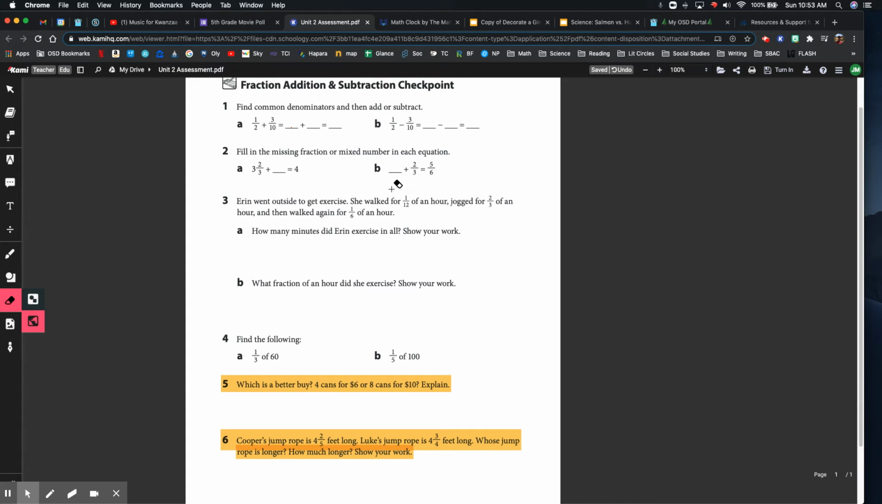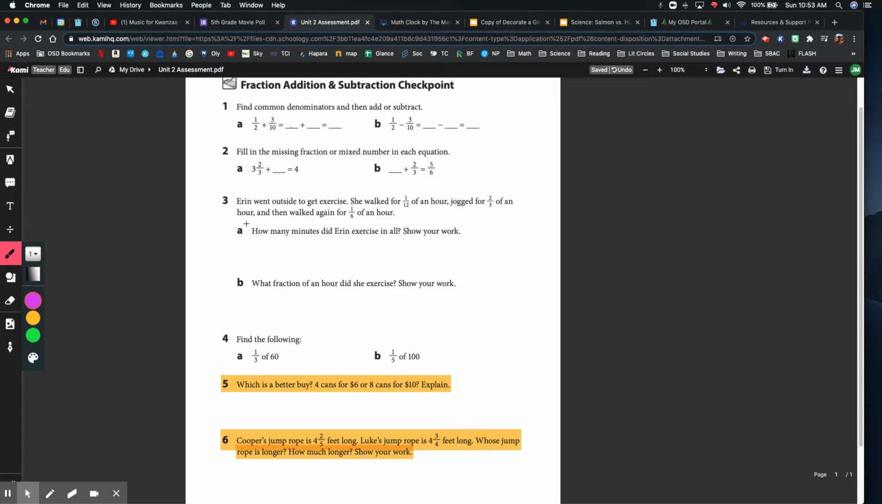Okay. And then for B, it's 2/3 plus something equals 5/6. So can you change 2/3 into a common denominator to match 5/6? If you do that, then this blank will become very apparent about what you will need to put in there.